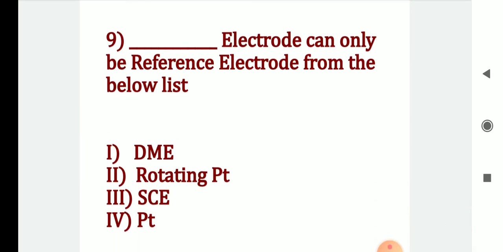Dash electrode can only be a reference electrode from the below list. Well, DME, rotating platinum, SCE and platinum, these are the four choices. DME, rotating platinum and platinum are the indicator electrodes. Saturated calomel electrode is the one which is the reference electrode in the given list.